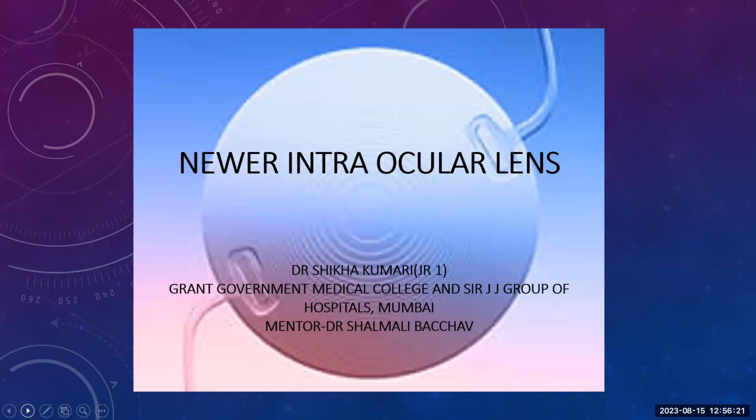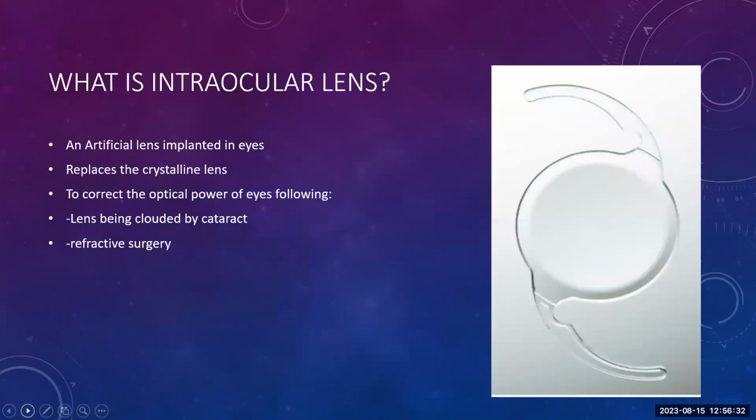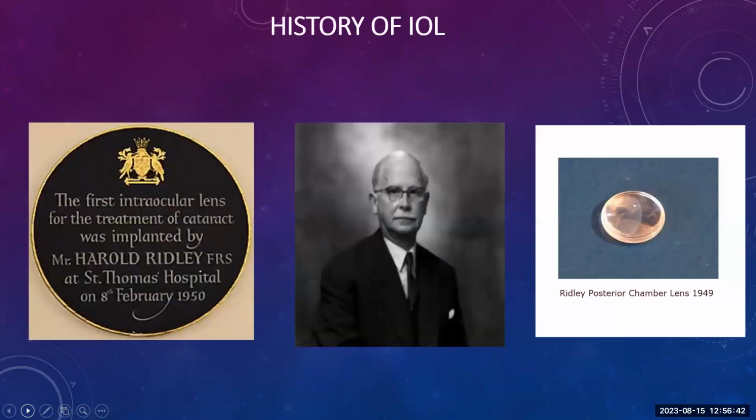Good afternoon, sir. I am Dr. Shikha Kumari from Grant Government Medical College and Sir JJ Group of Hospitals. My topic for today is newer intraocular lenses. What is an intraocular lens? It is an artificial lens implanted in the eye, replacing the crystalline lens to correct the optical power of the eye, used in cataract surgery or refractive surgery. What is the history? The first intraocular lens was implanted by Harold Ridley in February 1950.